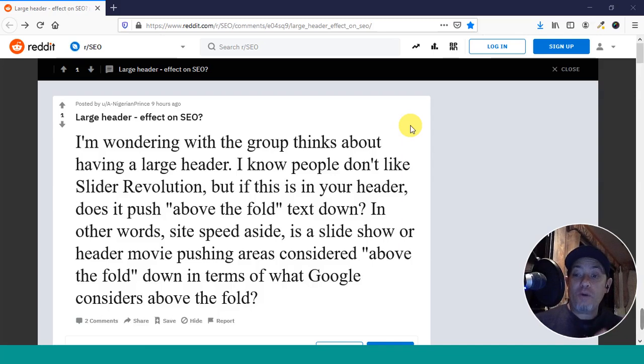So this person asks, I'm wondering what the group thinks about having a large header. I know people don't like Slider Revolution. And Slider Revolution, for those who don't know, is a popular plugin in the WordPress ecosystem that makes slides.